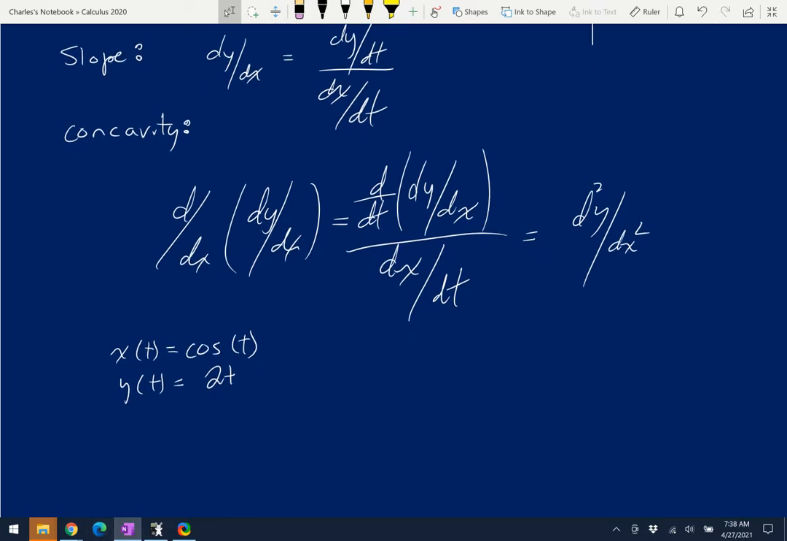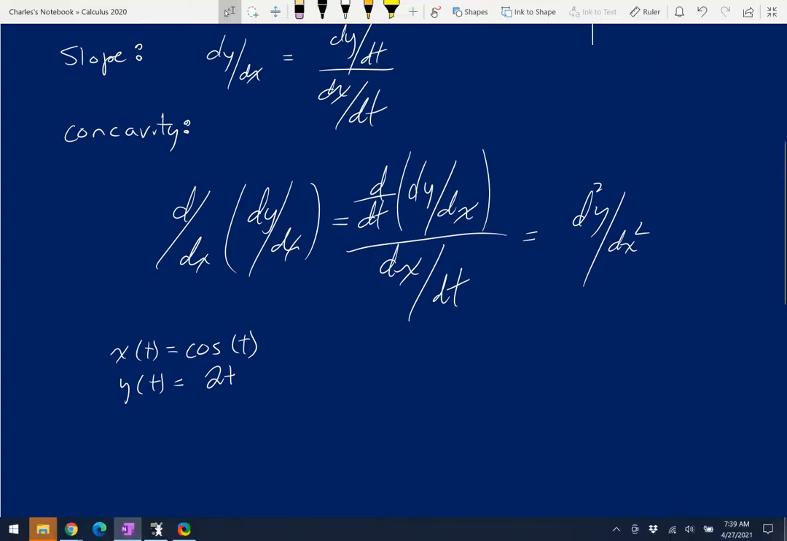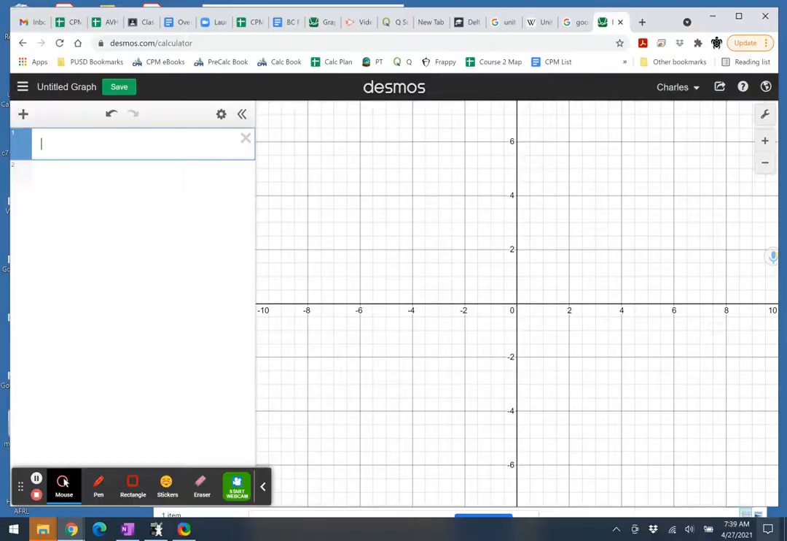But we can look at an example where I have, let's say, x is equal to cosine of t and y is equal to 2t. And you might want to put into Desmos exactly the notation that we're used to. X sub t is equal to, what did I say, cosine of t?